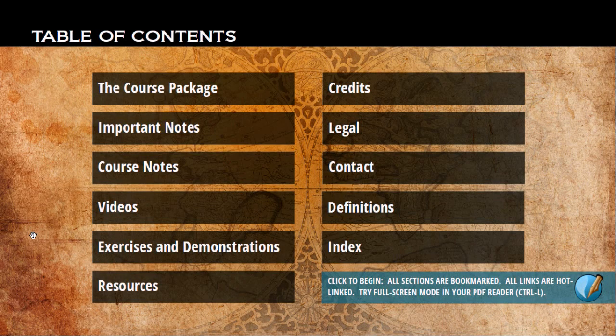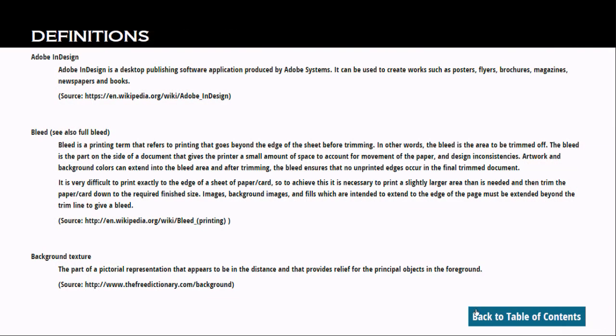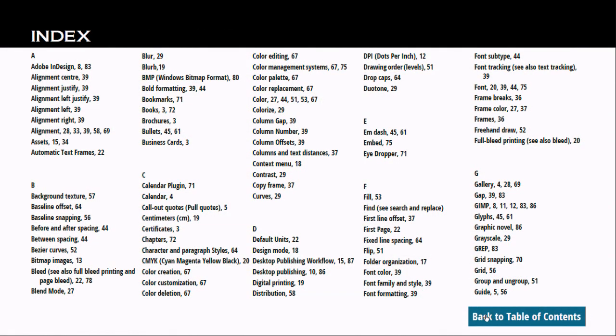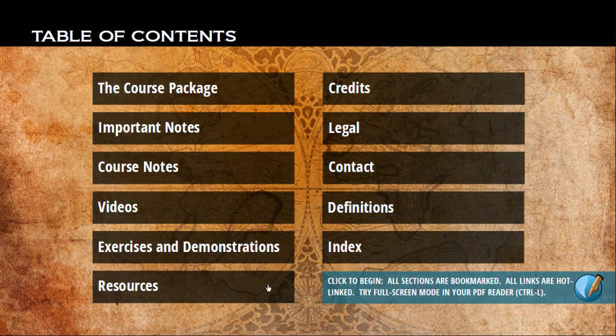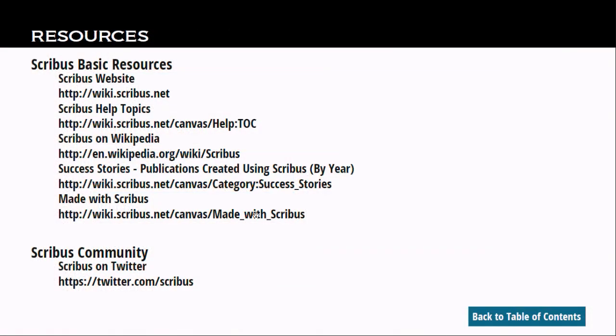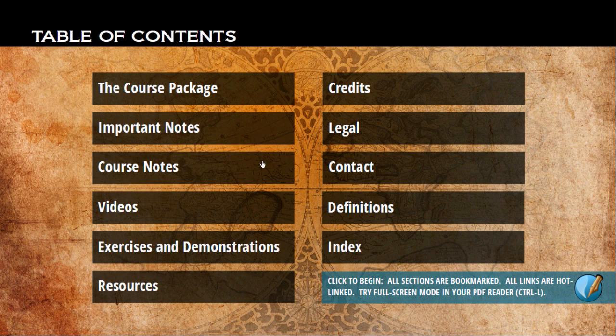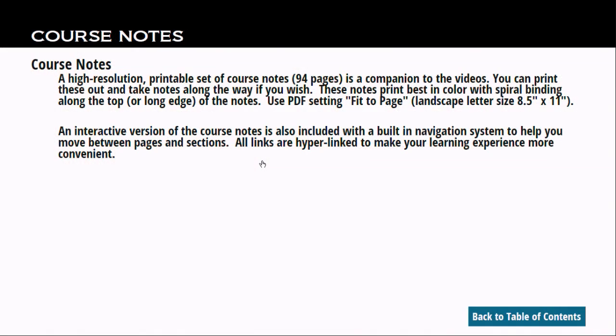So here's what you get with this course. Number one, you get this interactive README guide. This comes with a built-in navigation system to move you from one section to the next, and all of the links are hyperlinked to make your learning experience more convenient. This interactive README guide also includes relevant definitions and a full index to the entire course. Number two, you get 94 pages of printable course notes. Number three, you get an online interactive version of the 94-page course notes with hyperlinks and a navigation system built in.